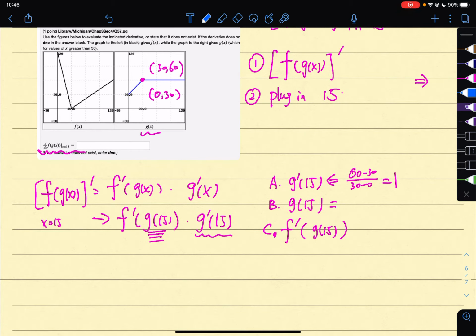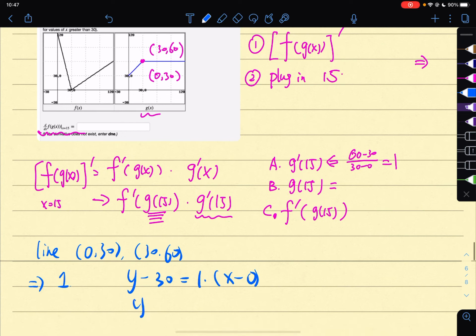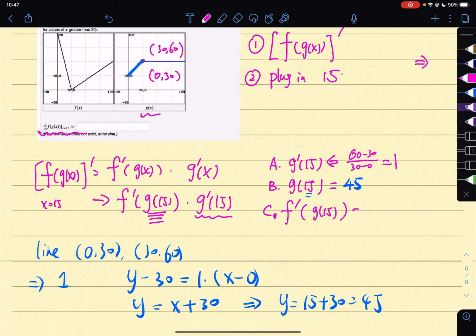So it's quite obvious. You found the slope earlier, which is 1. So you have y minus 30 equals 1 times (x minus 0). In other words, y equals x plus 30. So this is the equation of this line. Well, when you want to find what's going on when the input is 15, then y is 15 plus 30, which is 45. So you have this to be 45. So your question modified into what's f prime of 45?